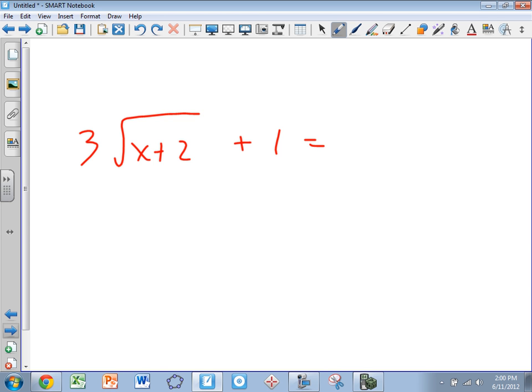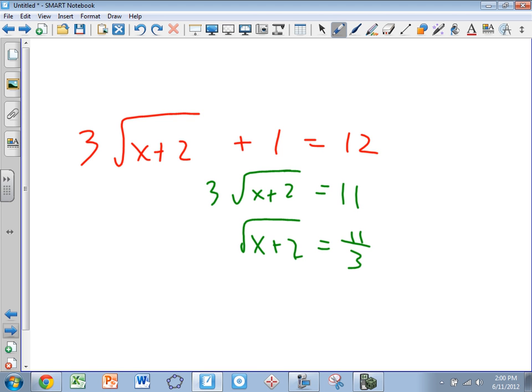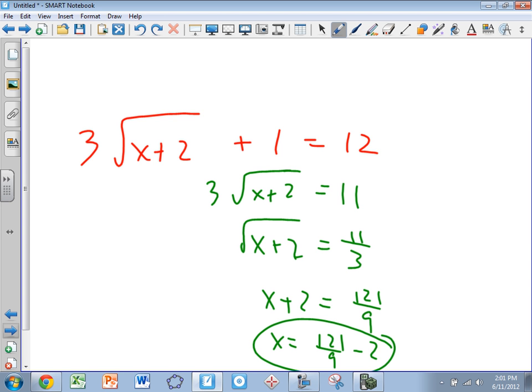Something like that. It's solving, but it's a radical. So how do you get rid of stuff first? What do you do first? Good. Subtract the 1, you get 11. Divide by 3. Square both sides. Subtract the 2. Come on, you know that one. Okay? And then you can write it as common denominator.